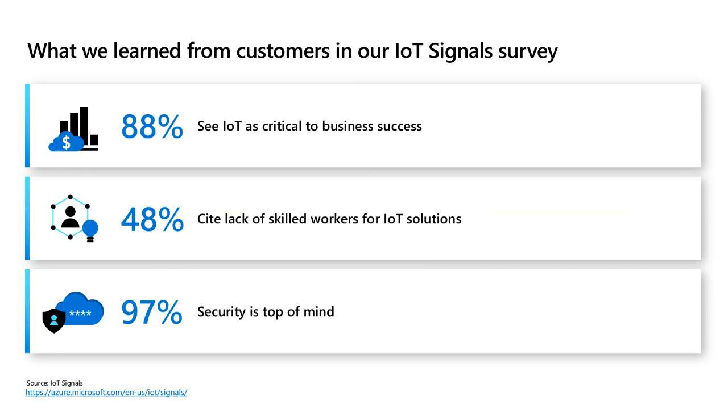One is that 88% see IoT as crucial to business success, and then 48% see that there's a lack of skilled workers in IoT solutions. And there's a reason for that, because IoT is broad. You have your devices, you have your cloud application developers, you have a lot of different types of developers working on IoT solutions, and there are a lot of different skill sets that you need to have, and a lot of big teams that you need to think of, and a lot of ways that you need to upskill these workers as well.